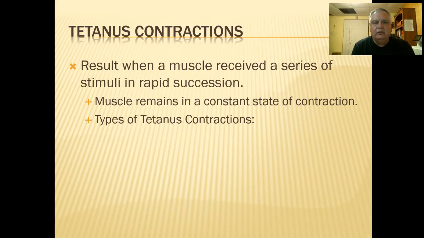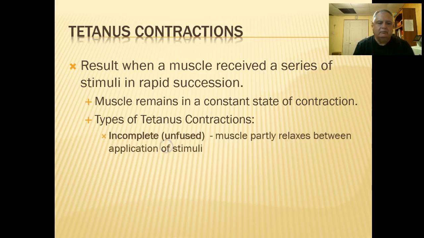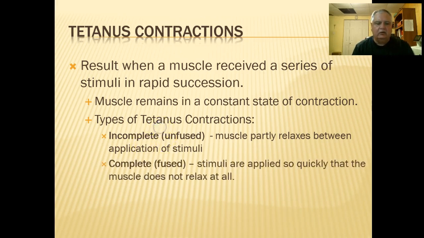There are 2 types of tetanus contractions. The first type are what we call incomplete or unfused tetanus contractions. During incomplete or unfused tetanus contractions, the muscle partly relaxes between the application of the stimuli.